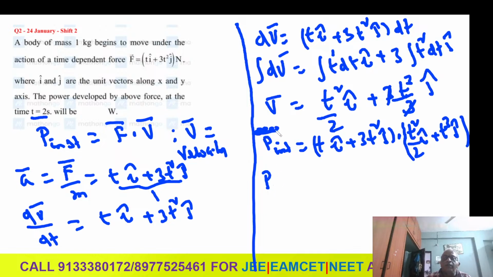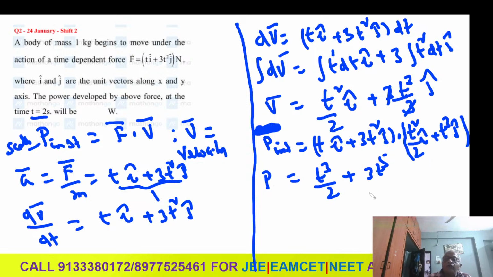Sorry, power won't be a vector here. Power is scalar. Force is a vector, velocity is a vector. When you do the dot product, t into t square by 2 gives t cube by 2, i cap dot i cap is 1, plus 3t square times t cube gives 3t to the power of 5, j cap dot j cap.